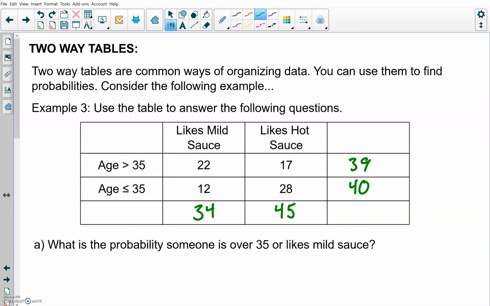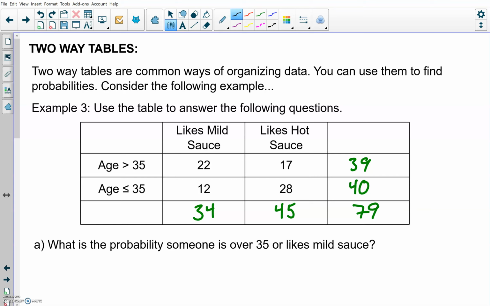And notice that when I add the two numbers here or the two numbers here, I get the same result. Even though the two numbers that go into making it are different, I still get 79 as the overall total number of people that are in the study. So we can use this information in this table in order to find probabilities.